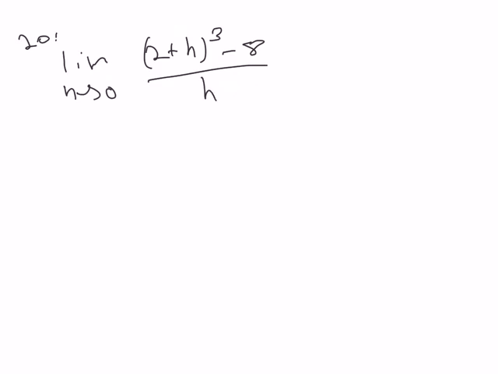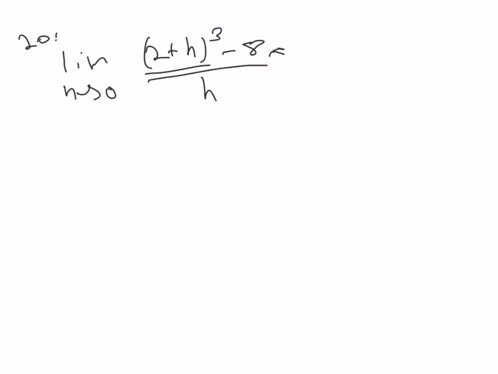So let's see the limit. This is problem 20. Limit as h goes to 0 of 2 plus h to the third power minus 8 over h. Basically, you're going to expand this. You're going to see what it is, and you're going to see that the 8's are going to cancel.